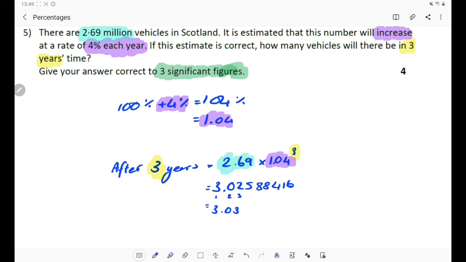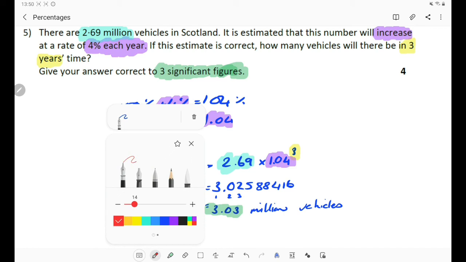And we are so close to being finished. But we need to make this millions, because that's what we started with. And we need to mention that it's vehicles. And there we are, we're done.